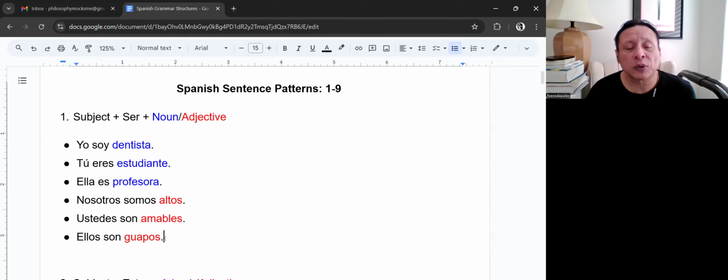Ellos son guapos. Guapos is common knowledge for English speakers or Americans that we use guapos to mean good looking or handsome for men, or beautiful for women if it's guapas. So that's it. Sentence pattern one: subject plus conjugation of ser for the subject, and then add a noun or an adjective.